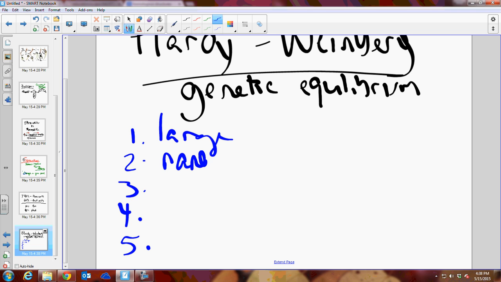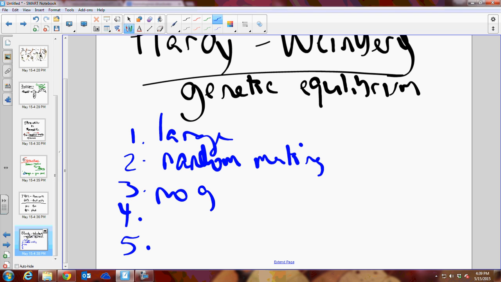Mating has to be random, meaning that there isn't something that makes an organism want to mate with one other organism more than another one. And so there isn't the strongest bear in the woods or whatever. It's just everyone is on equal footing.